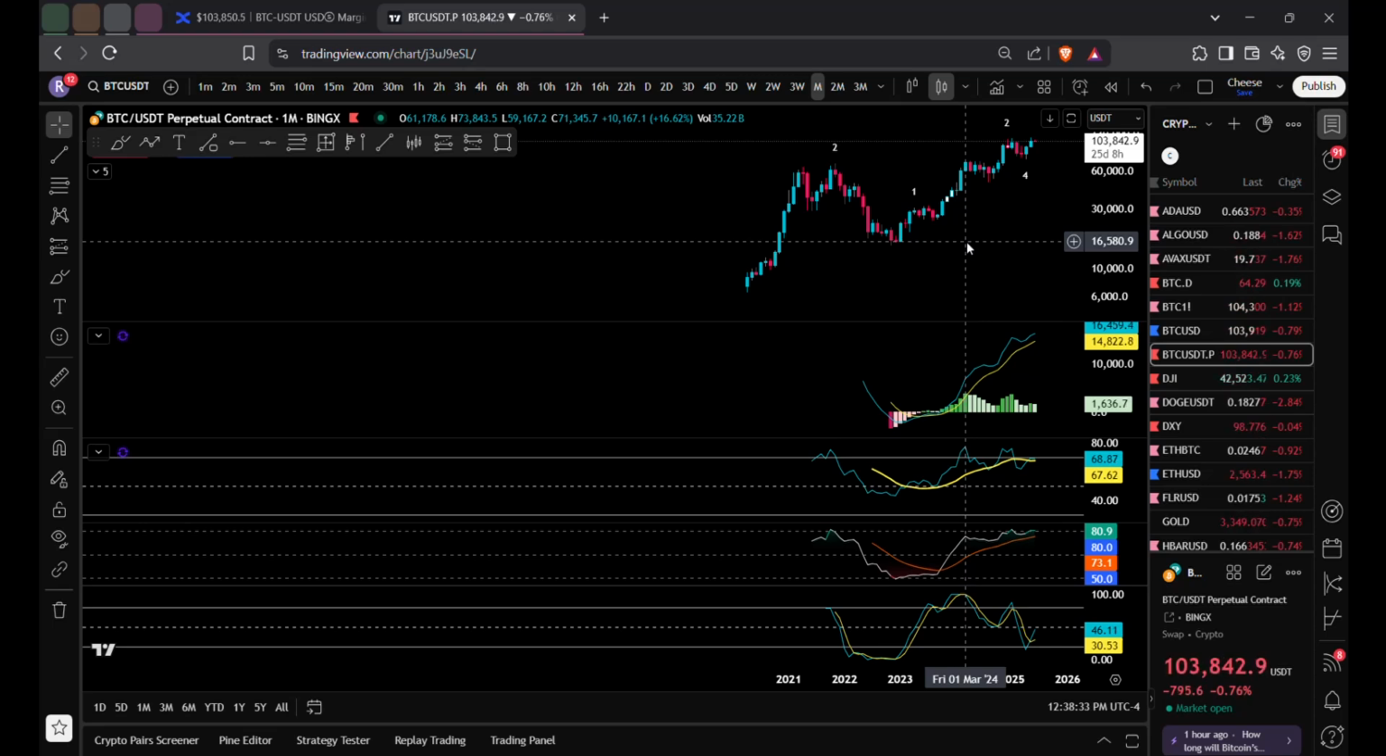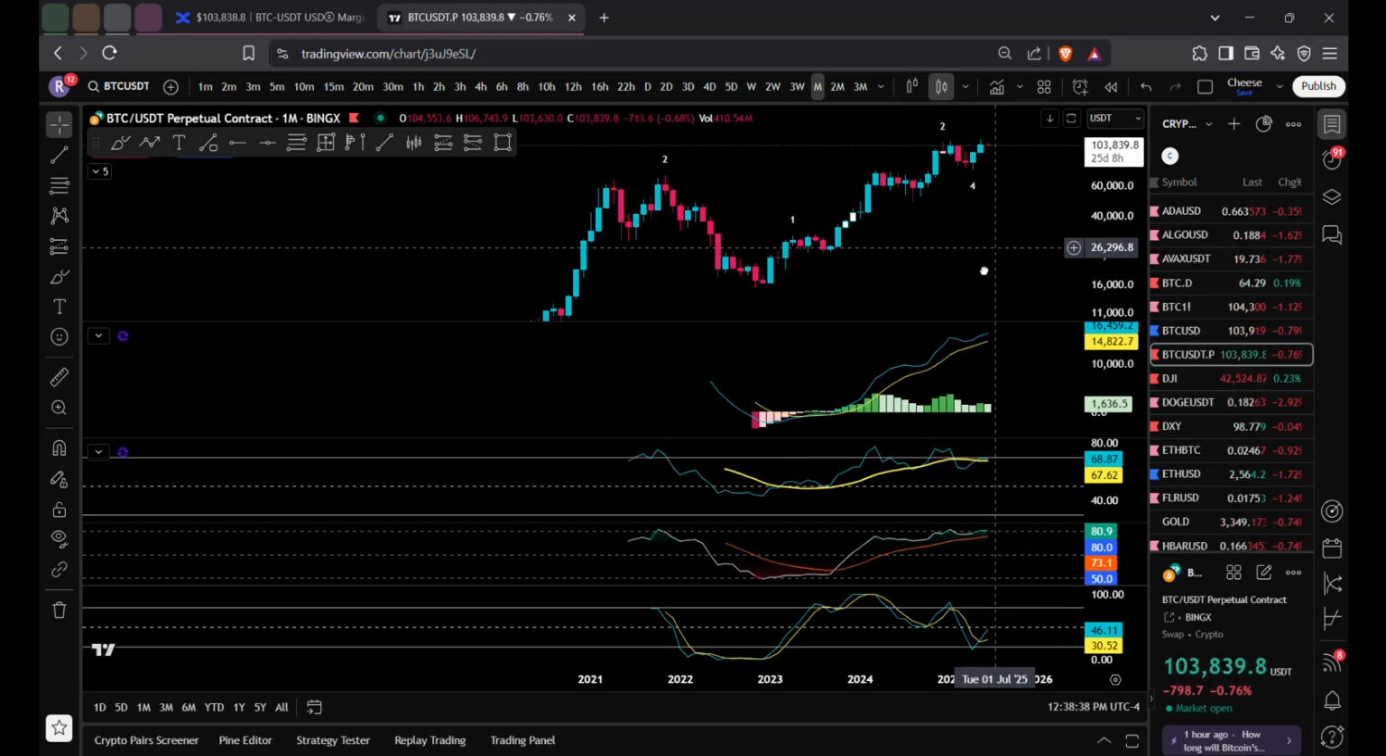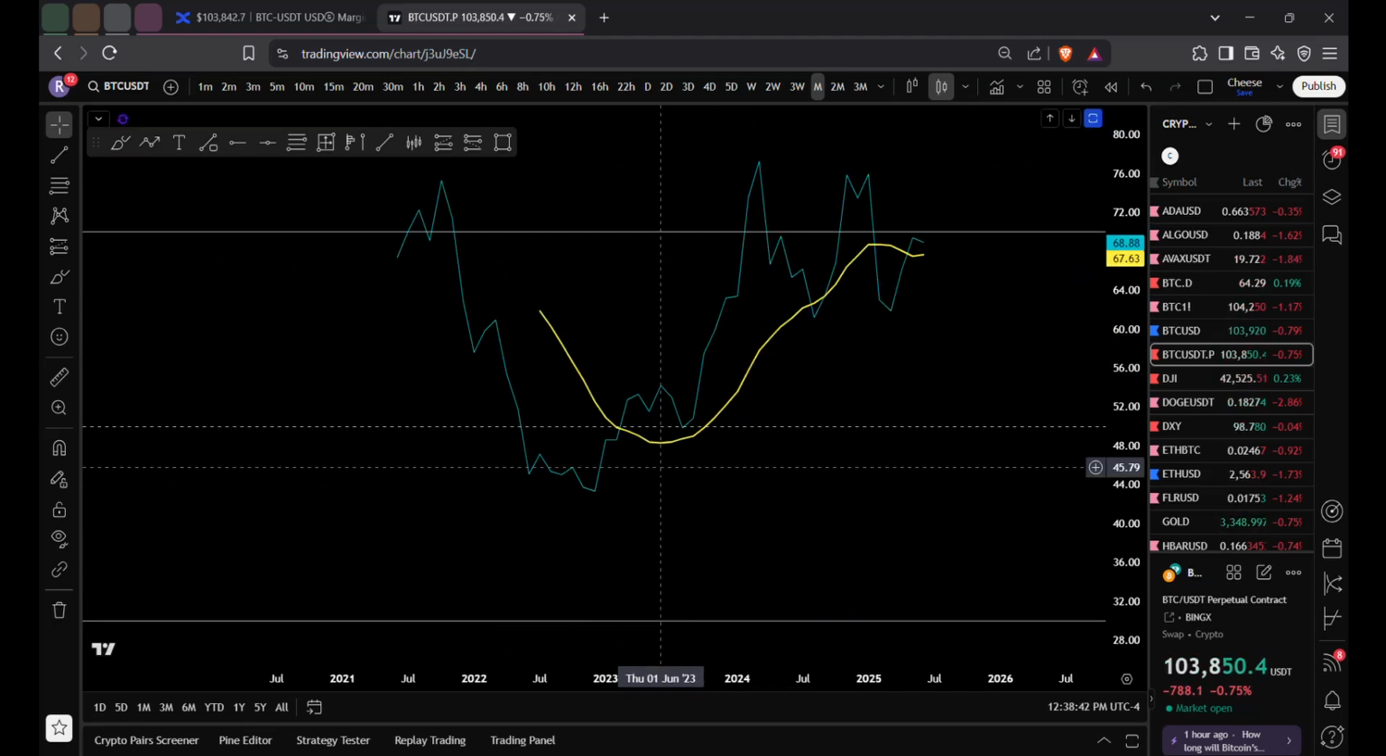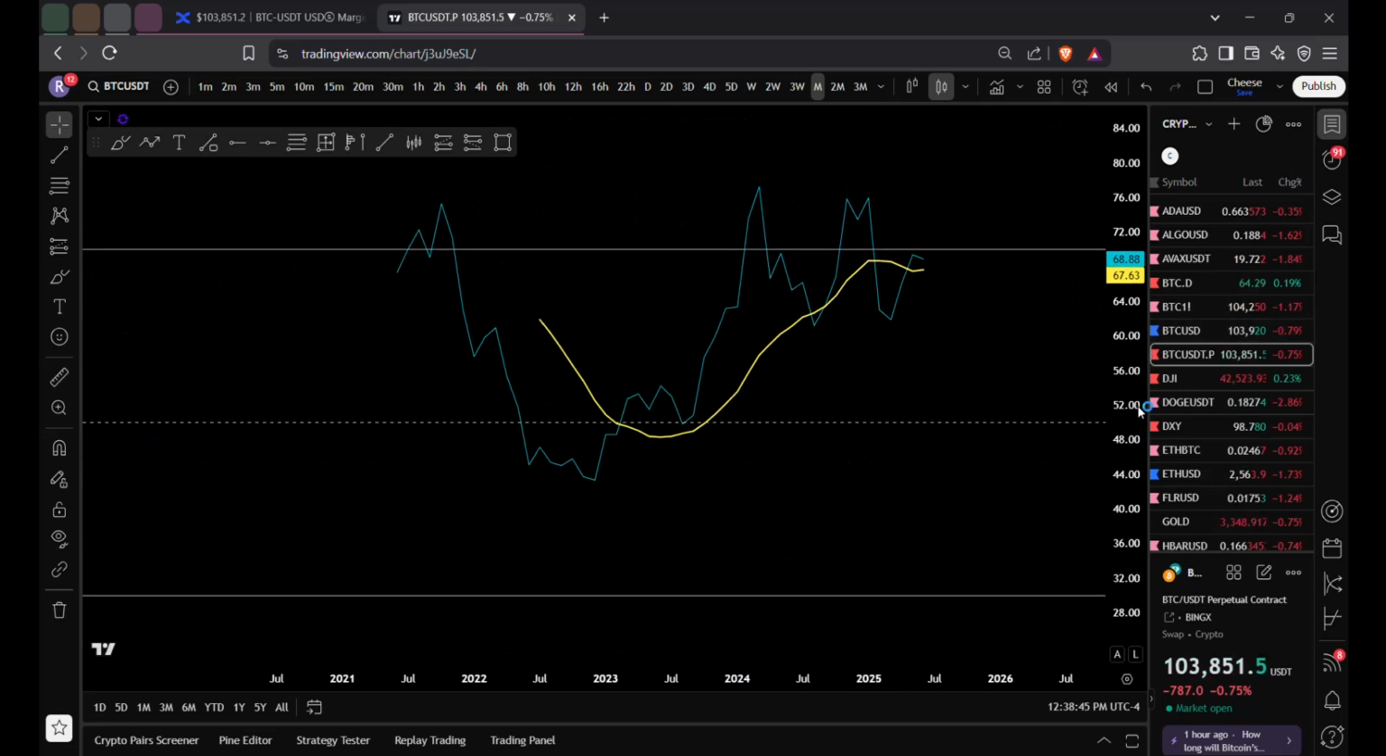I'm looking at a MACD. I'm looking at RSI, stochastic RSI, market structure, candlestick patterns. Very simple. So the first thing that I would like to look at is the RSI. Not great.